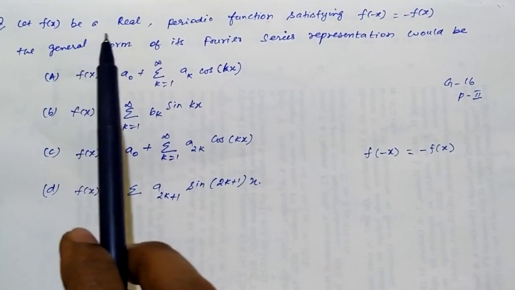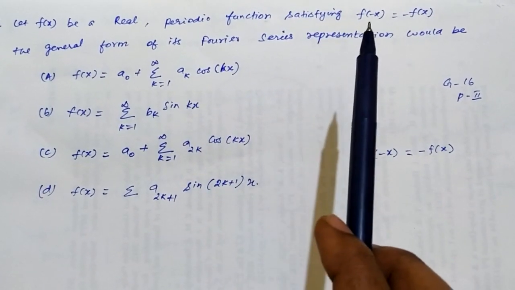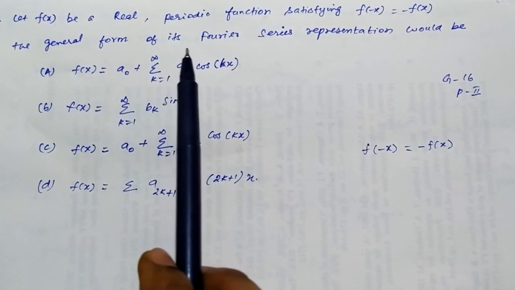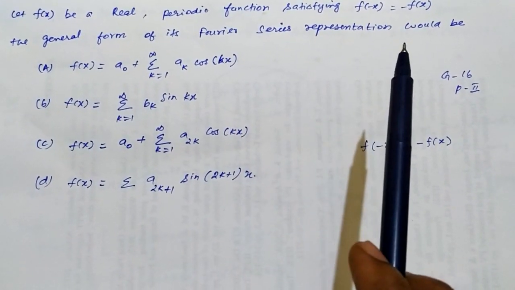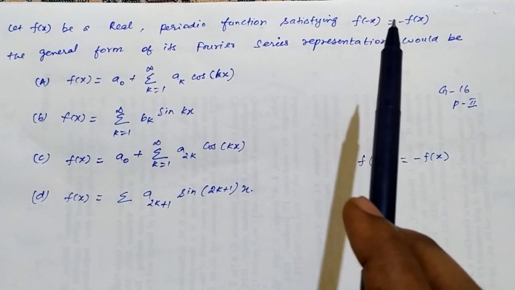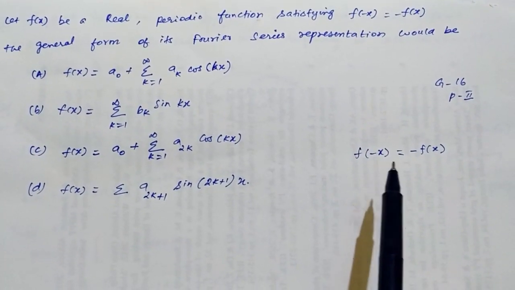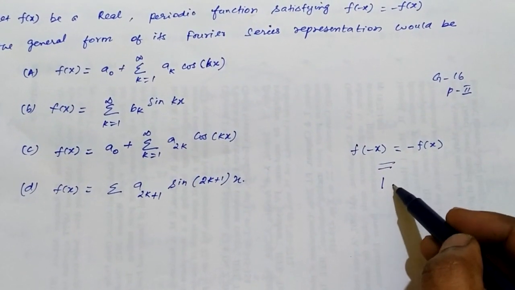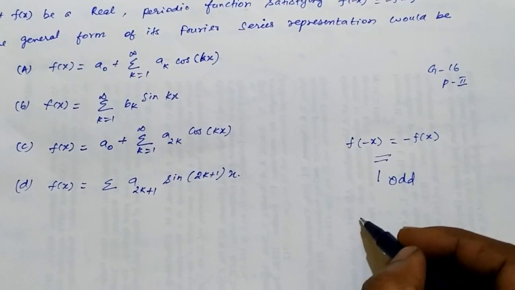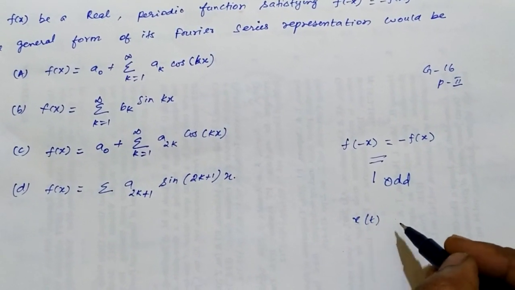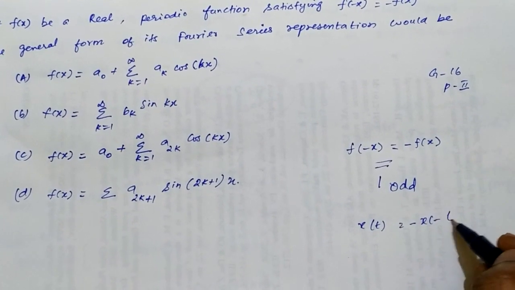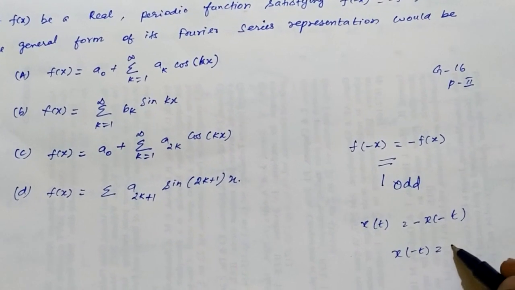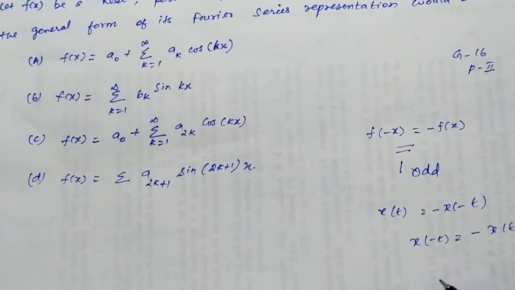Let f of x be a real and periodic function which satisfies f of minus x is equal to minus f of x. What would the general form of the Fourier series representation be? Here f of minus x is equal to minus f of x, meaning that this is an odd function. We know the definition for an odd function: x of t is equal to minus x of minus t, or otherwise x of minus t is equal to minus x of t. So it is an odd function.